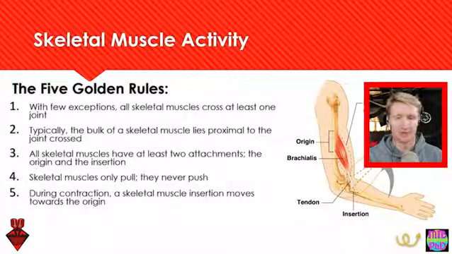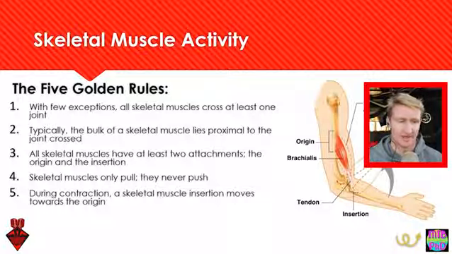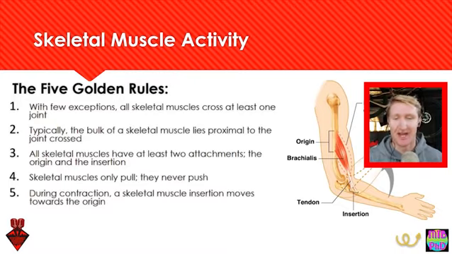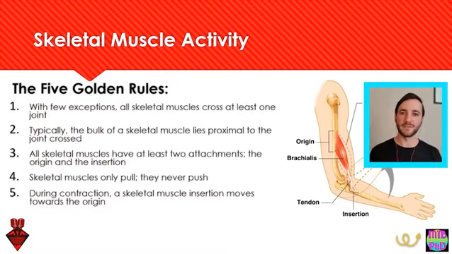bulk of skeletal muscle lies proximal to the joint crossed. So we know that crosses a joint, right? So we've got a great example there, that elbow. Everyone can bend their elbow, generally. So what is the proximal part? Okay, so proximal means close, so close to the center. And most of the muscle is at the center. That's where most of the mass is.